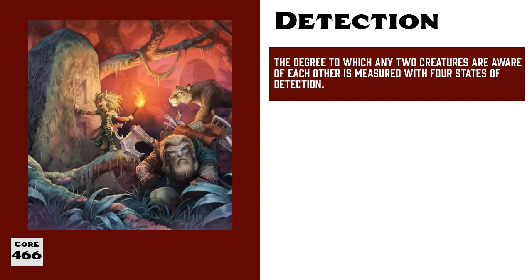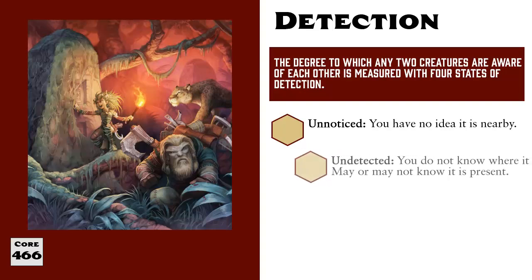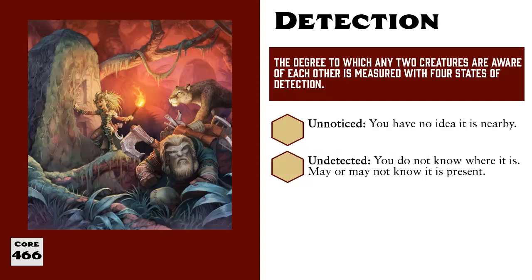Before we get started with stealth, it might be a good idea to do a quick review of the different states of detection. There are 4 states of detection. The first is unnoticed, and it applies to any creature you have absolutely no idea is nearby. The second is undetected. A creature is undetected when you do not know where it is.